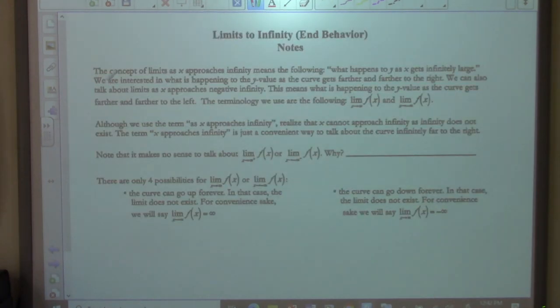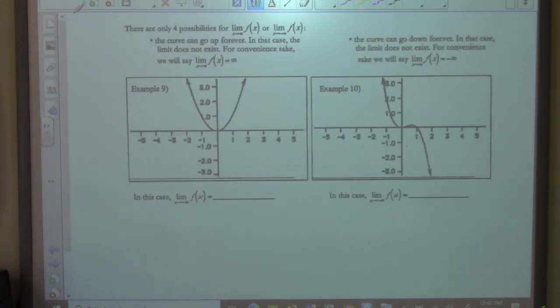Here's from the notes. There are only 4 possibilities for the limit as x approaches infinity of f of x, or the limit as x approaches negative infinity of f of x. The curve can go up forever. In that case, the limit does not exist. Here we say the limit as x approaches infinity of f of x equals infinity. And here, the limit as x approaches negative infinity of f of x: as x approaches negative infinity, f of x approaches infinity. Remember? We did this last year.